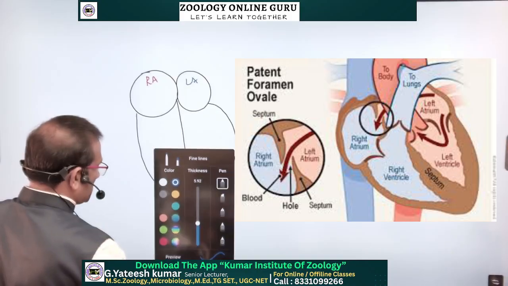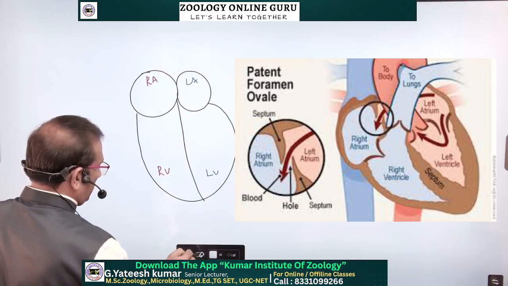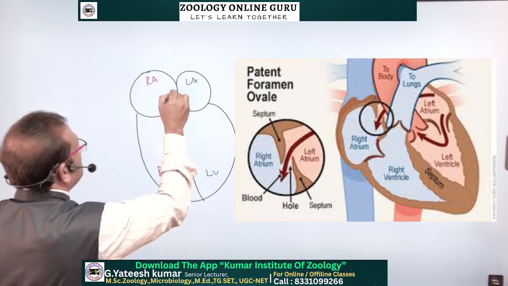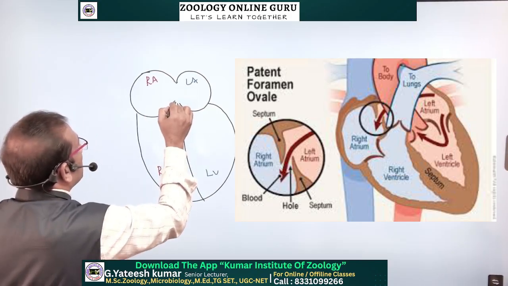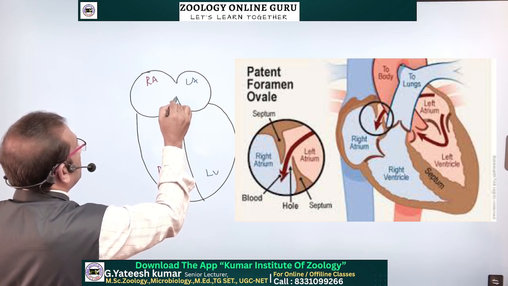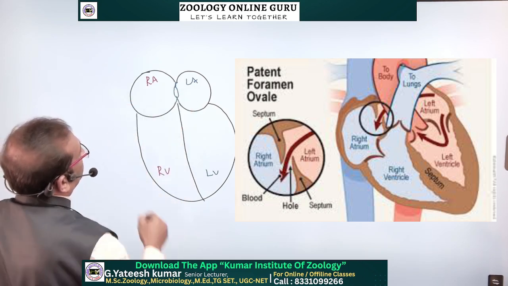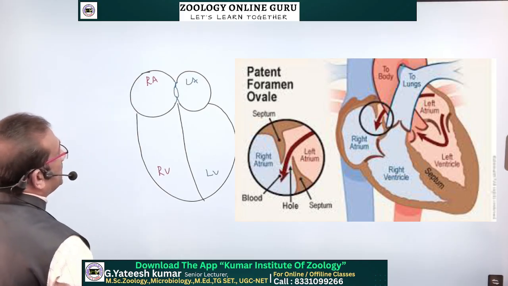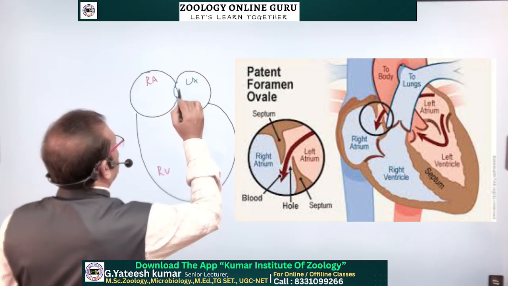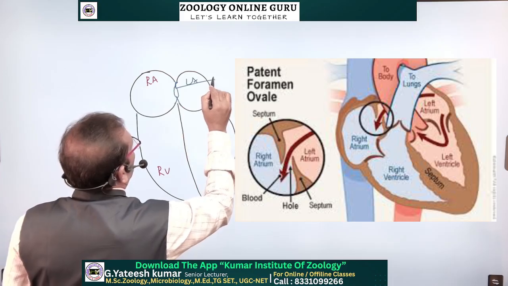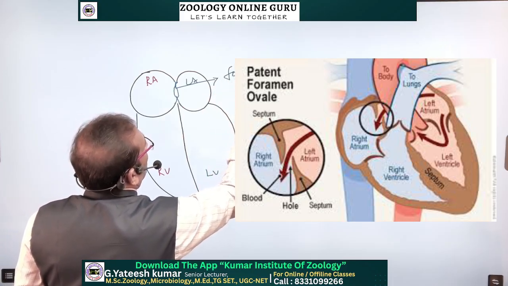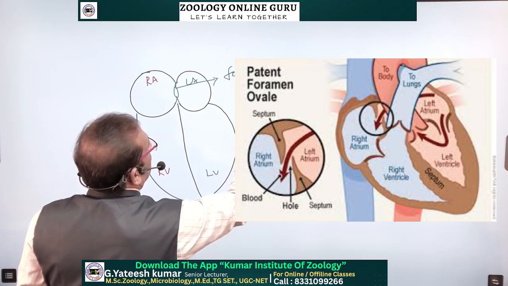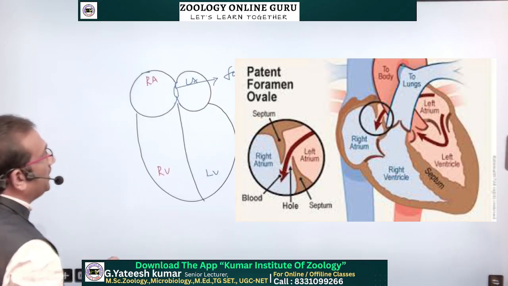In the embryonic stage, there is a hole in the interatrial septum. There is a hole inside. Before birth, this is called foramen ovale.